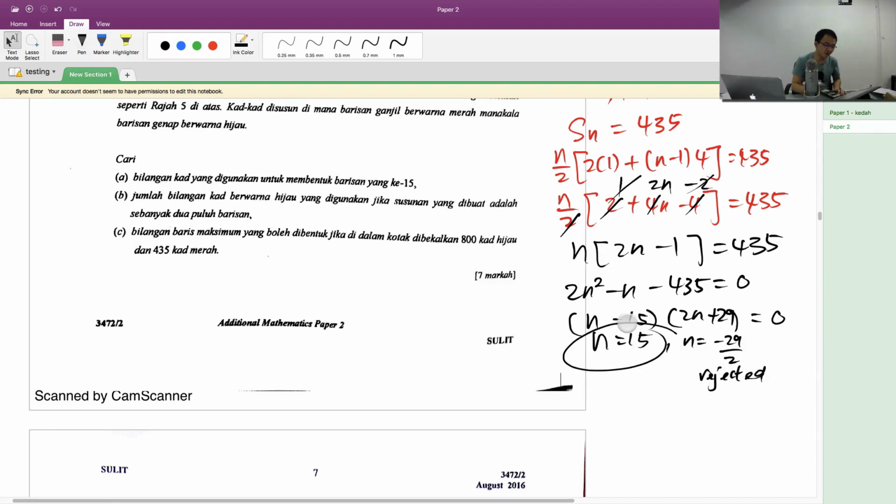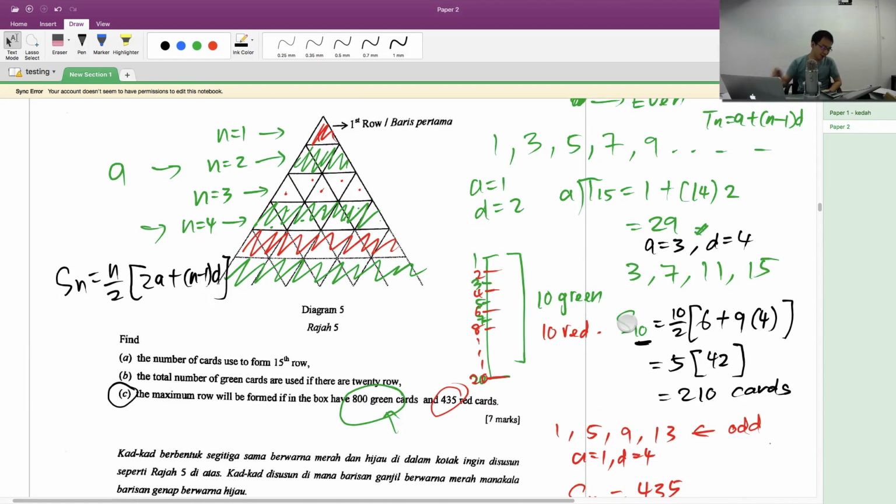So if n equals 15 here, what does it mean? It means my odd number here can go up to 15. So my red color can go up to 15, and my green definitely can go up to 15 also. So the maximum row is just 15 plus 15. Total will be 30 rows. It's just like this.